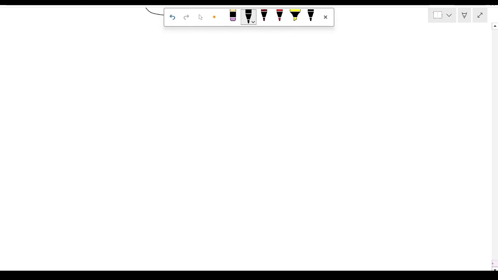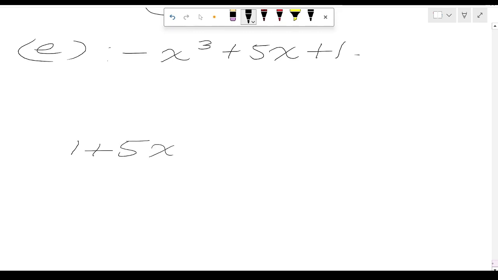Now let's move on to part E. They are saying, can you guess the HCF of two polynomials if the polynomials are? So this is our first polynomial, which is x cube plus 5x plus 1, and the second polynomial is 1 plus 5x plus x cube. So we have two polynomials, and we need to find their HCF.